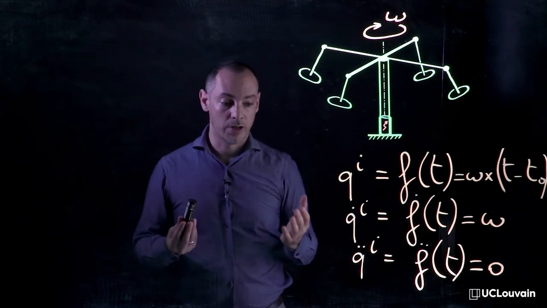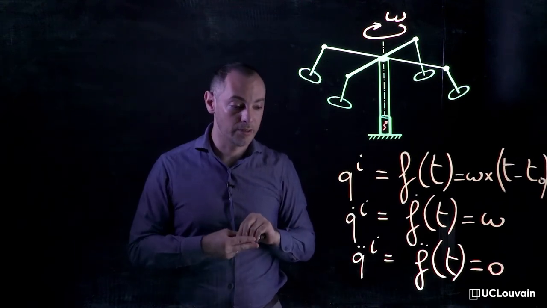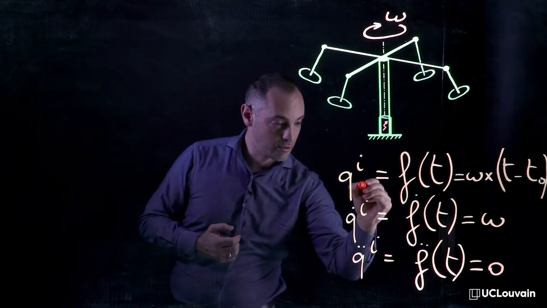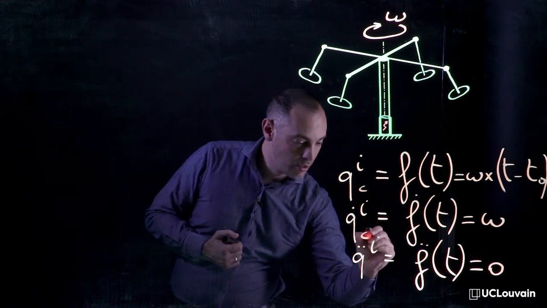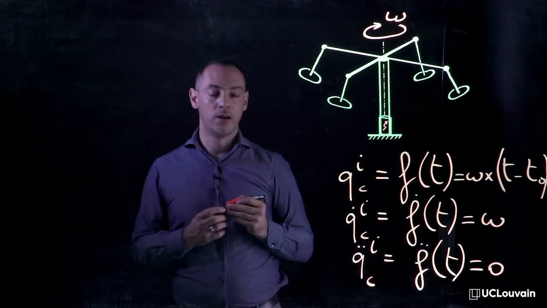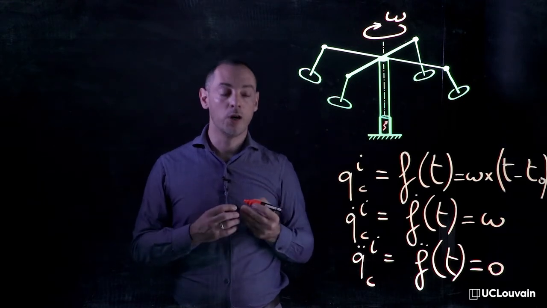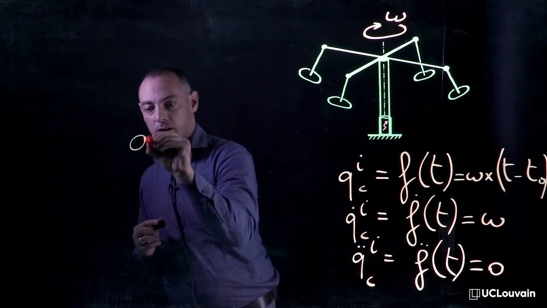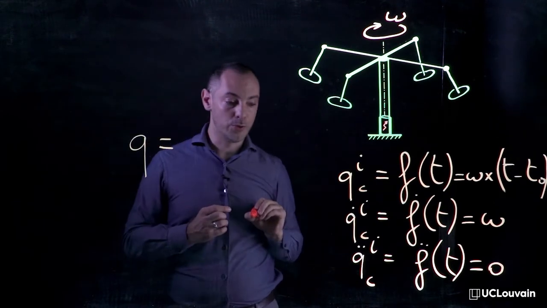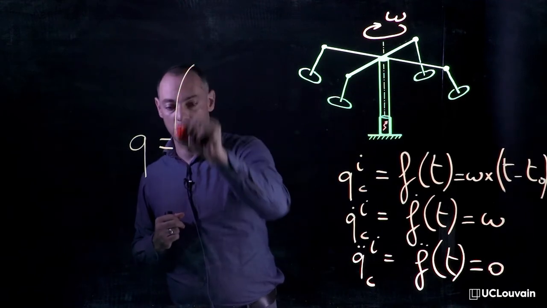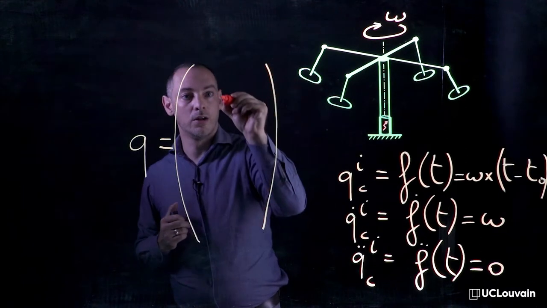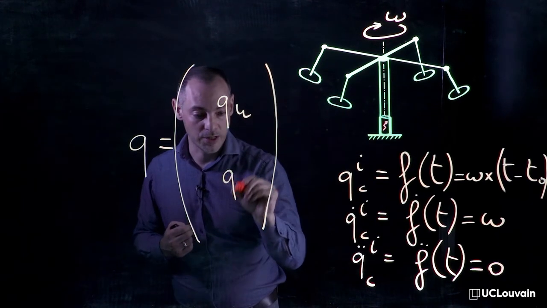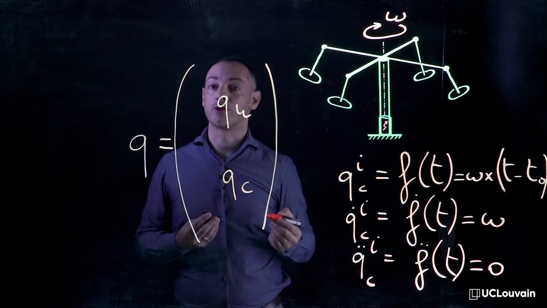In terms of notation, how to distinguish a driven coordinate from the other ones? Simply by adding to these coordinates the subscript C for command. For the other ones, the subscript U will be used from now on. And thus, the coordinates Q will be now partitioned into the QU, which will be time integrated, and the QC, for which you have described the motion.